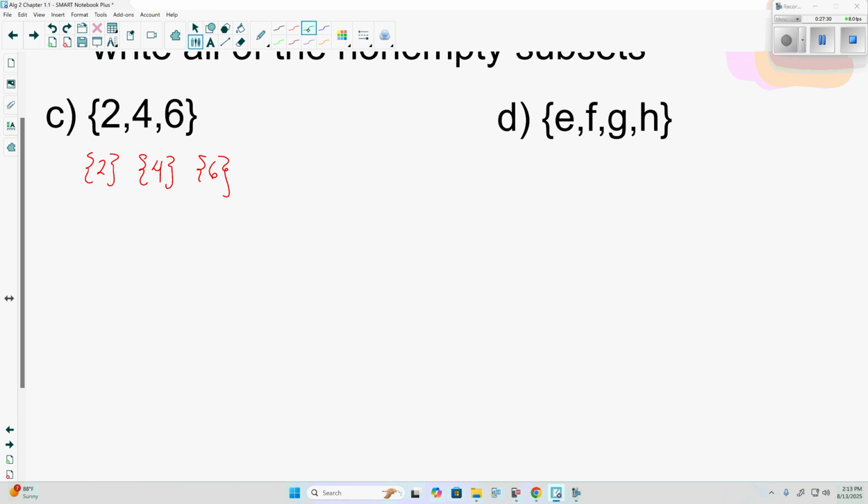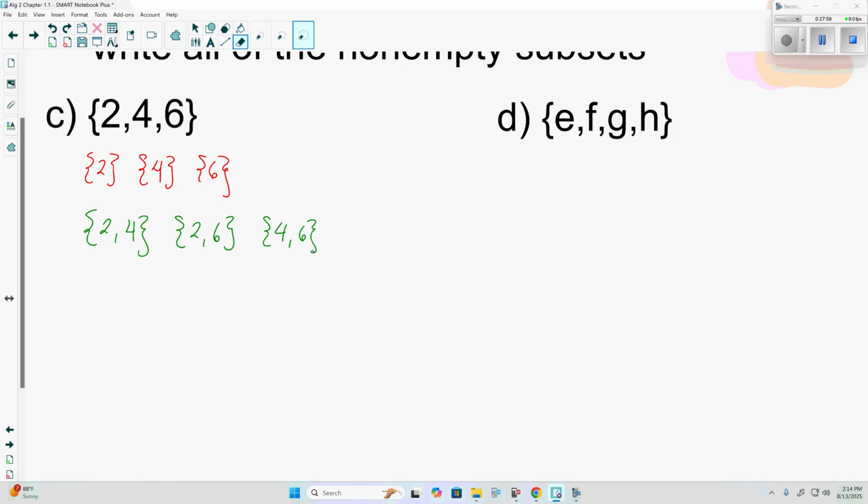But we could also have sets that contain how many elements? 2. So what's one that we could have? 2, 4. We could also have 2, 6. Yes, I'm getting ahead of myself. And then lastly, we could have 4, 6. Because we could have 2, 4, 2, 6, 4, 6. And the order in which we write them doesn't matter. We just need all 3 listed.